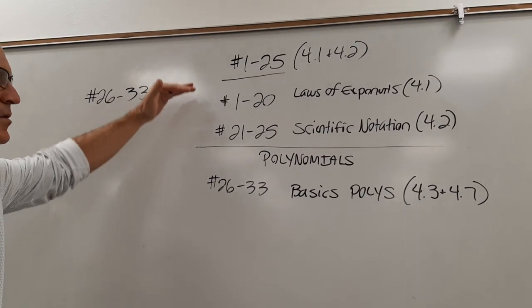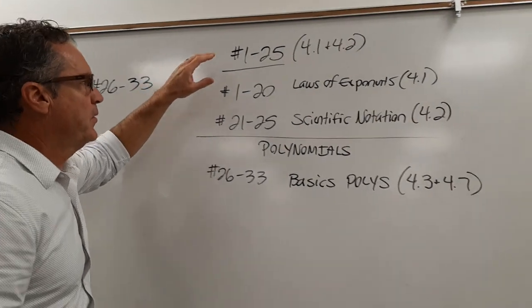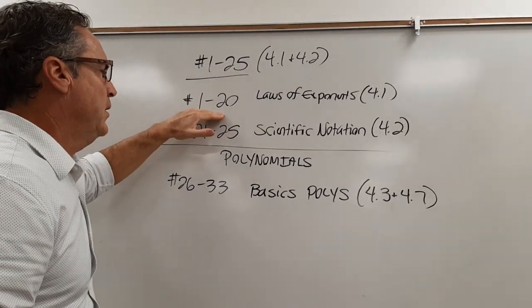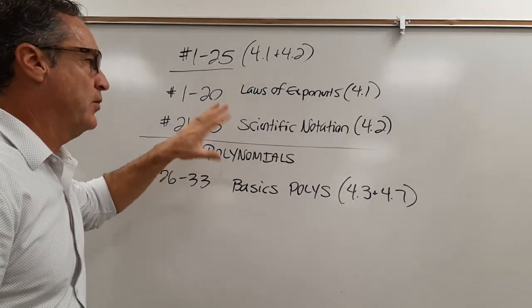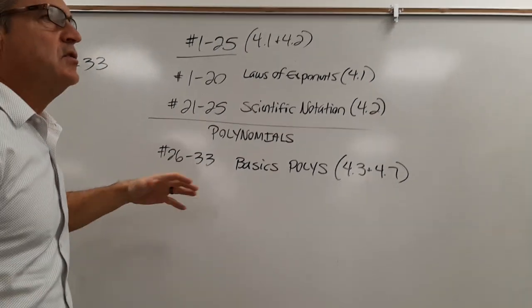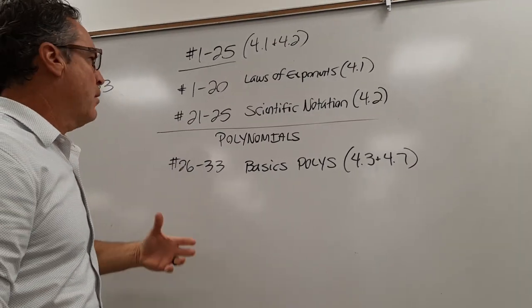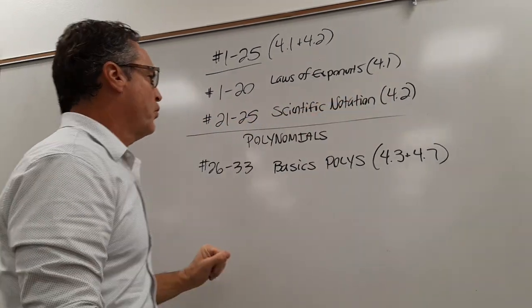Before we do that, we're going to continue to add to this and come back to this and refer to this. So at this point, we've completed numbers 1 through 25, which covers 4.1 and 4.2. Numbers 1 through 20 on the practice test is all laws of exponents from 4.1, all 5 laws being exemplified in there. 0 and 1 rule, product and quotient rule, negative exponent rule, power rule. Numbers 21 through 25 were just scientific notation from section 4.2.